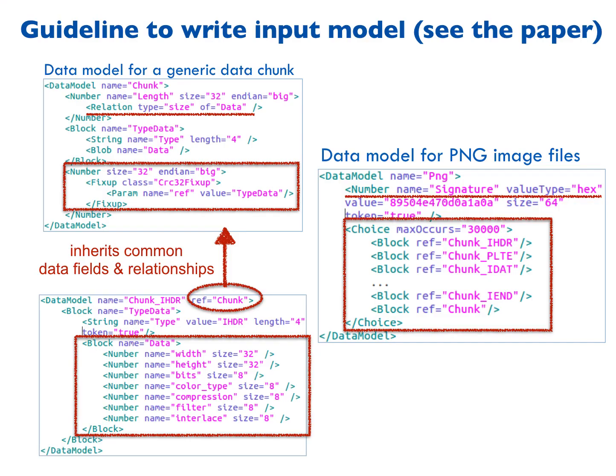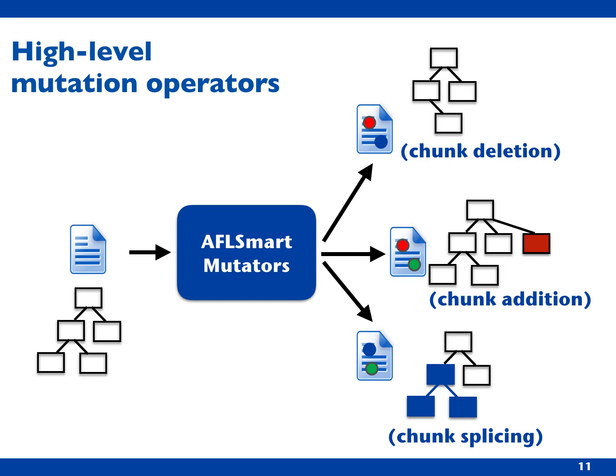You may have a concern about the manual effort needed to write the input model. However, in our paper, we presented a guideline which allows users to write input models faster and in a more systematic way. Since we can represent the inputs in a high-level tree-based structure, we designed a set of new mutation operators which can work at the chunk level. Specifically, we designed the chunk deletion, chunk addition, and chunk splicing algorithms.